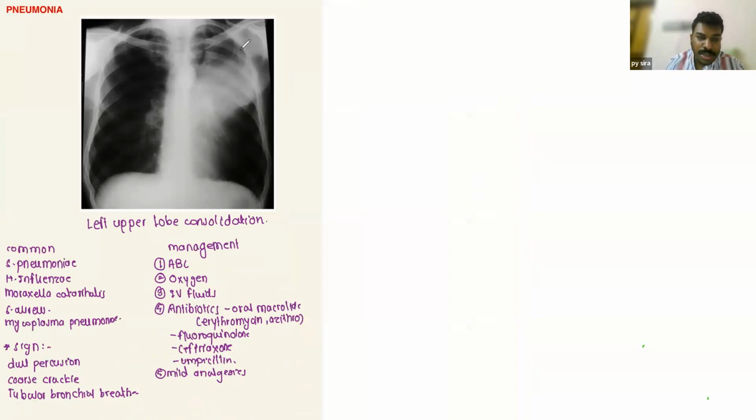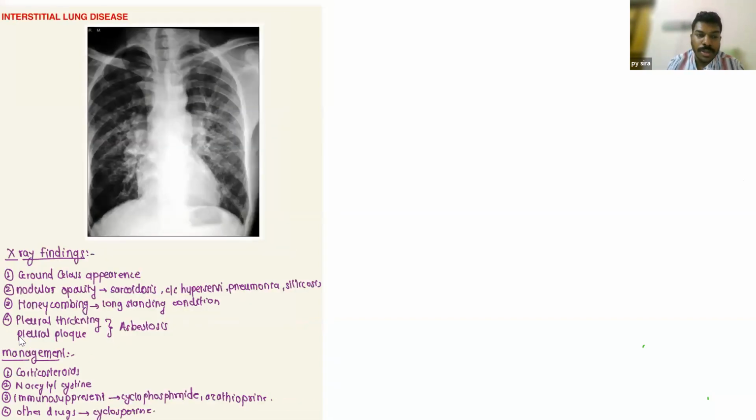But you see here, there is one radio opaque region. This radio opaque region indicates that this is a case of consolidation involving the left upper zone of the lung. Okay, it is going to be mostly a lobar pneumonia. Okay, lobar pneumonia.